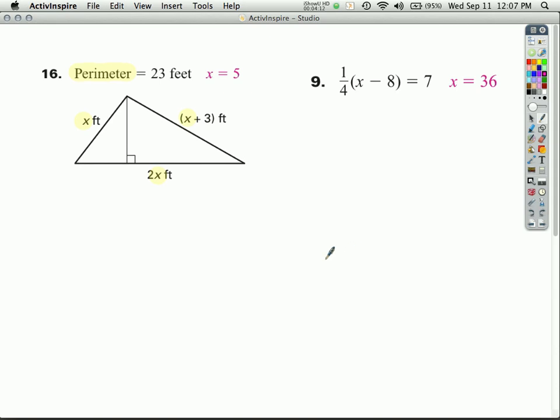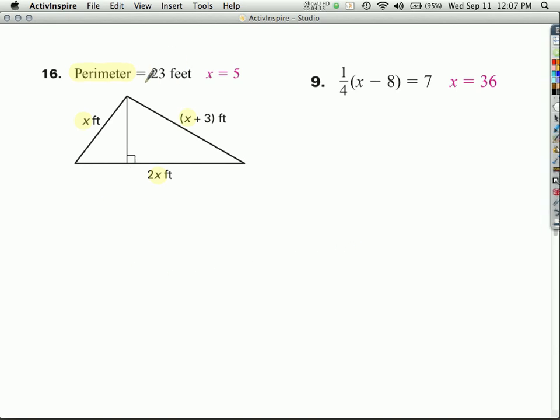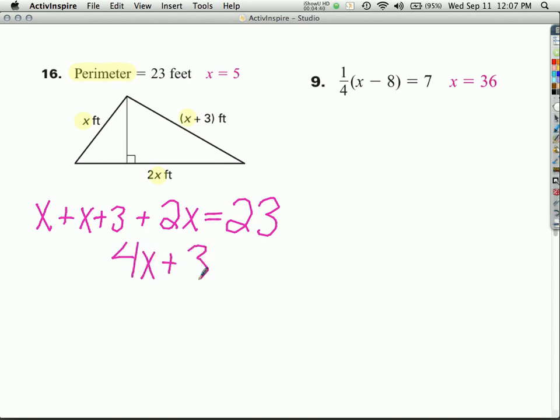So what we end up doing is, this is now the total, right? I always tell you to find the total first. That's the total. To get that total, we have to add up all the sides. So it's x plus 3 plus 2x equals 23. Now solve. x and 2x is 4x plus 3 equals 23. x equals 5.